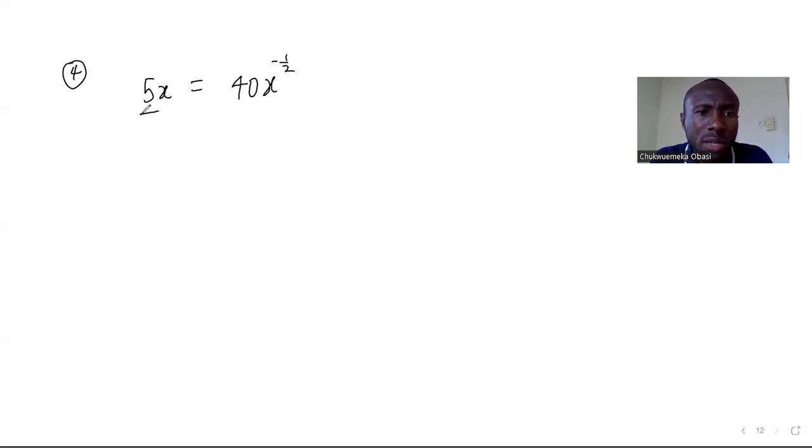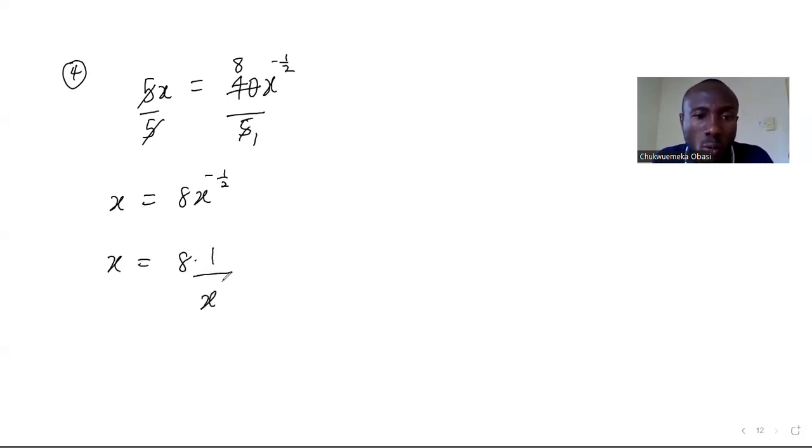Yeah, I can divide both sides by 5 here. So this will cancel out this. So you have x is equal to 5 here is 1, 5 in 40 is 8. So I have 8x to the negative 1 over 2. Right? Okay, that's fine. Then I can decide to transform this negative exponent. What I mean is that when you have a negative exponent, you can write x is equal to 8 times 1 over x to the 1 over 2, to remove this negative power.